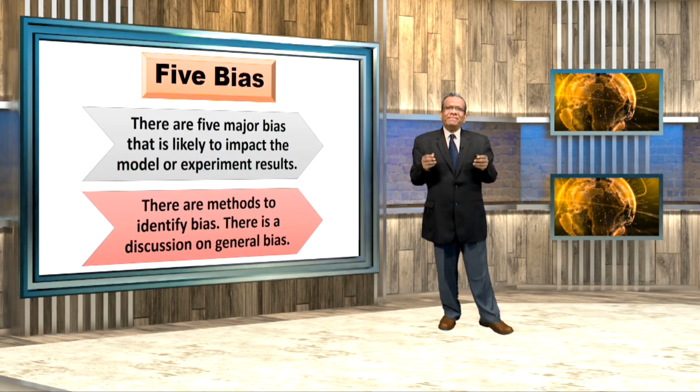There are five major biases that are likely to impact the model or experimental results. There are methods to identify bias. There is a discussion on general bias. Therefore, we need to identify these biases and then try to minimize or eliminate them.